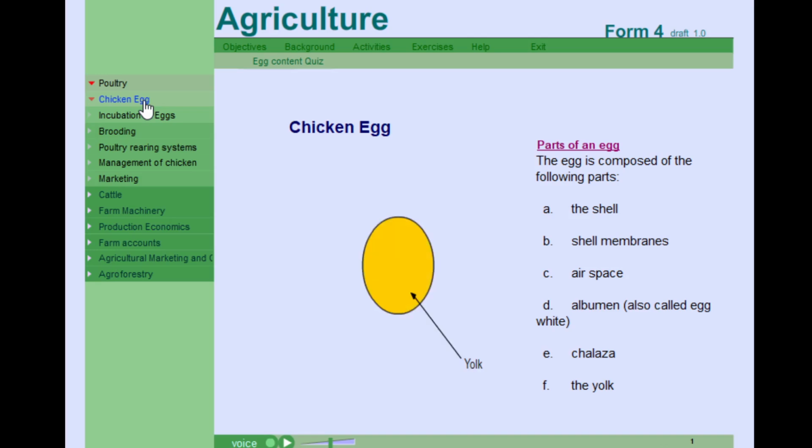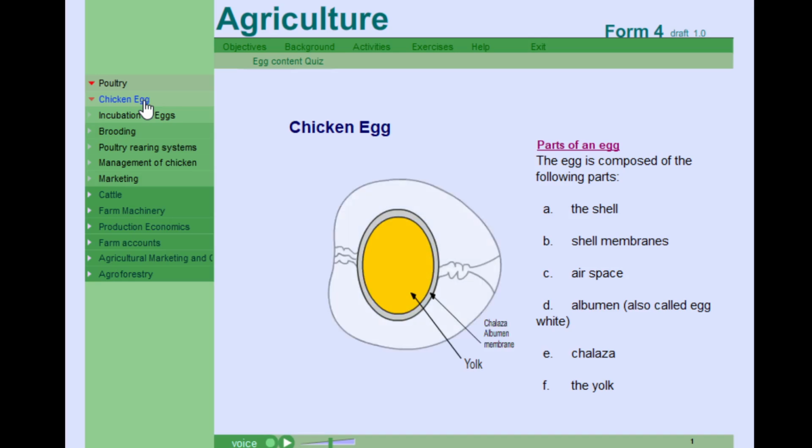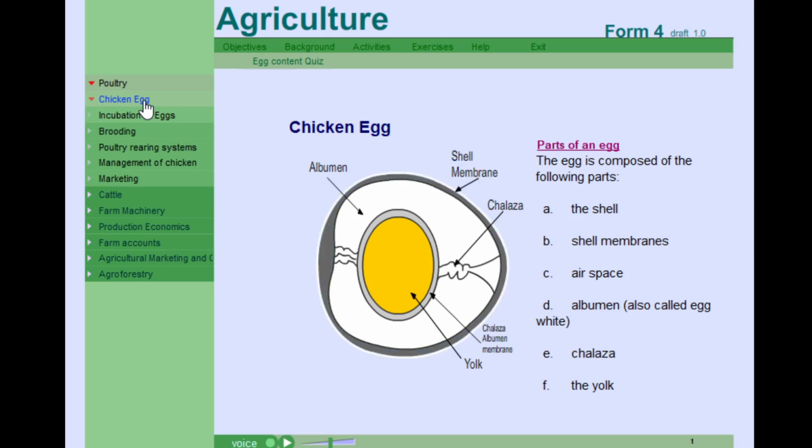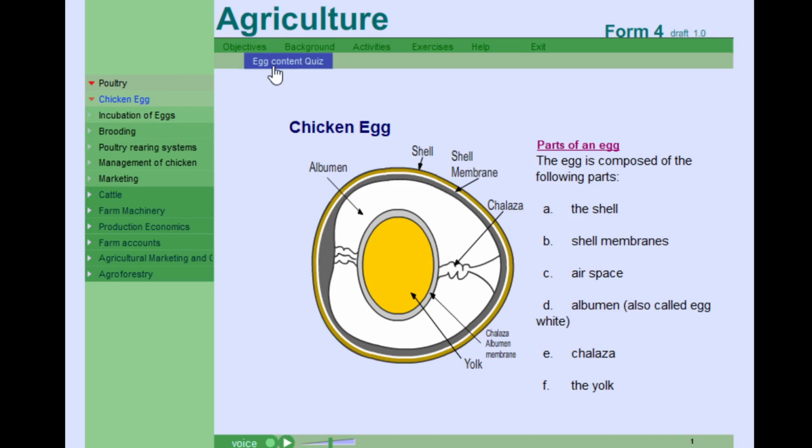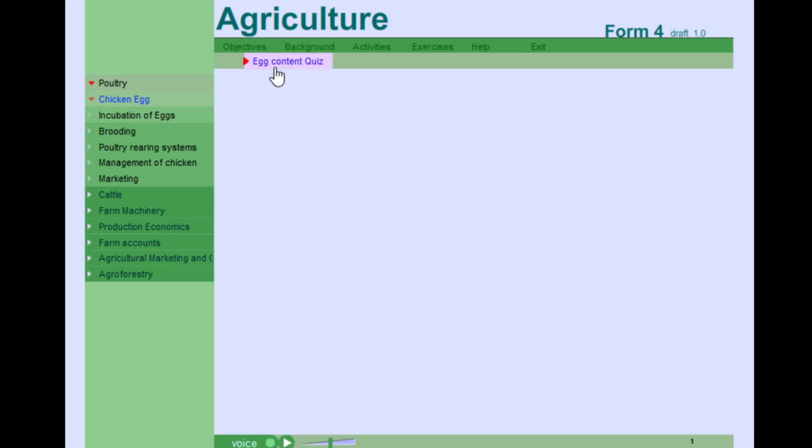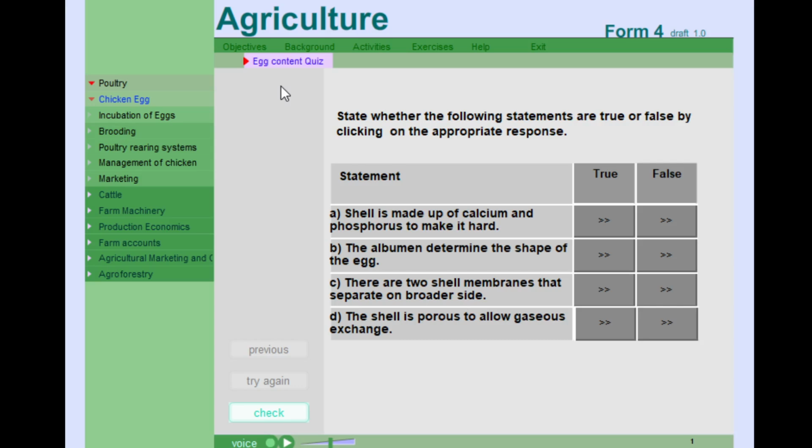The chicken egg. Parts of an egg. The egg is composed of the following parts: the shell, shell membranes, air space, albumen, also called egg white, chalaza, and the yolk. Quiz 1. State whether the following statements are true or false by clicking on the appropriate response.